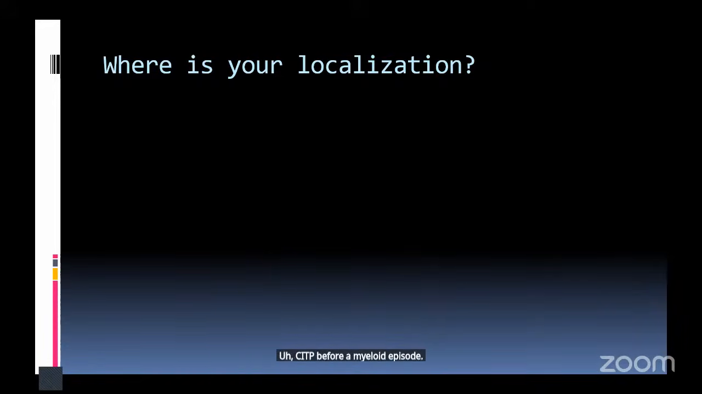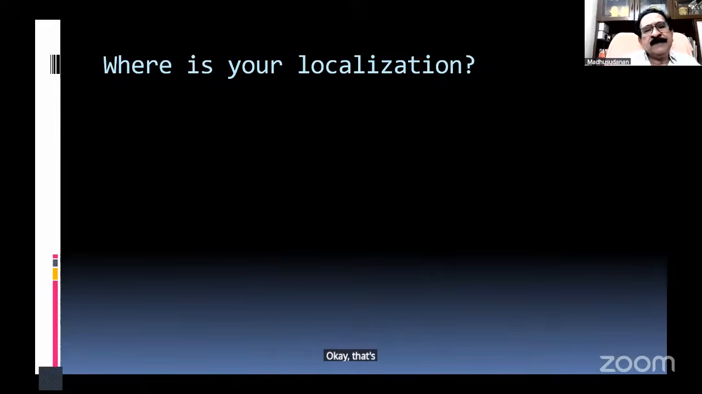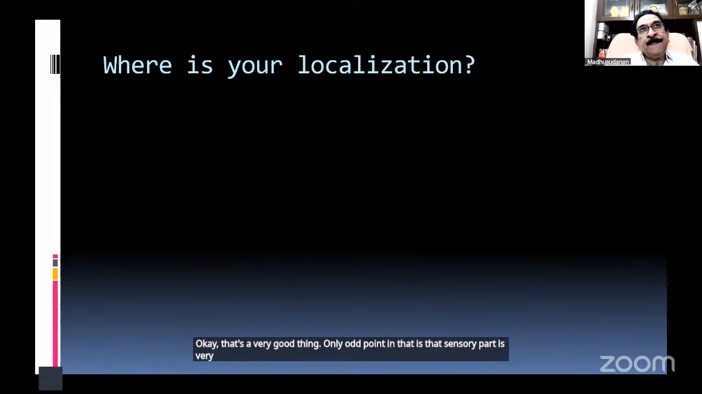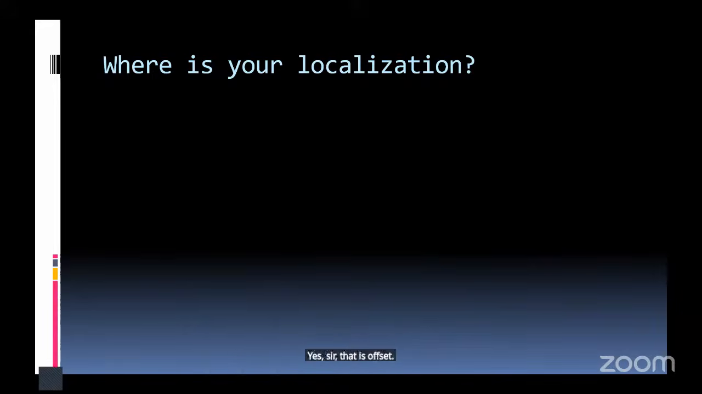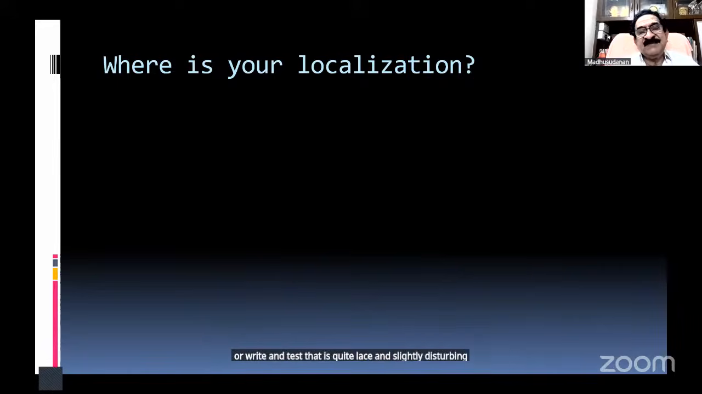Okay, that's a very good thing. The only odd point is that the sensory part is very well explained by that. The only thing is the lower cranial involvement on one side, on the right. Yes, sir, and that is all, sir. That is slightly the disturbing finding in this patient.